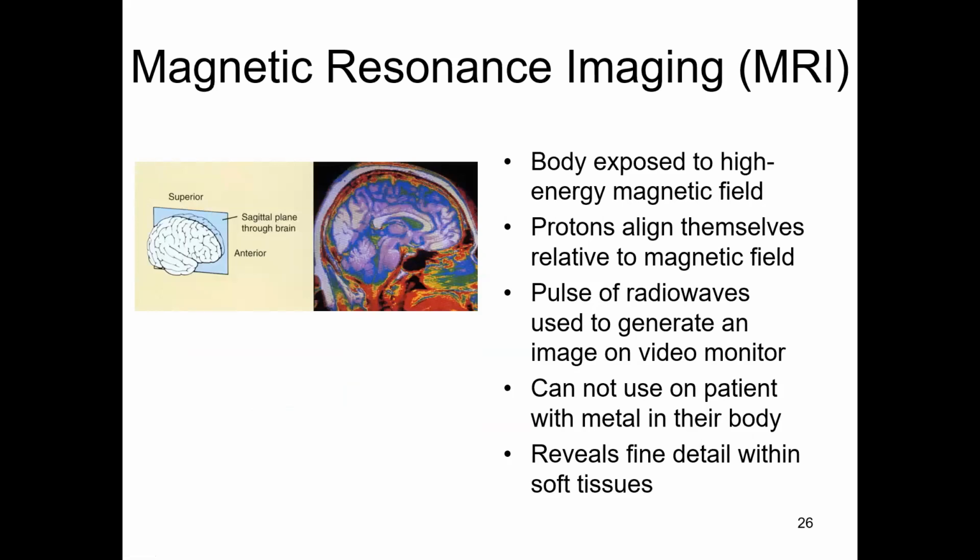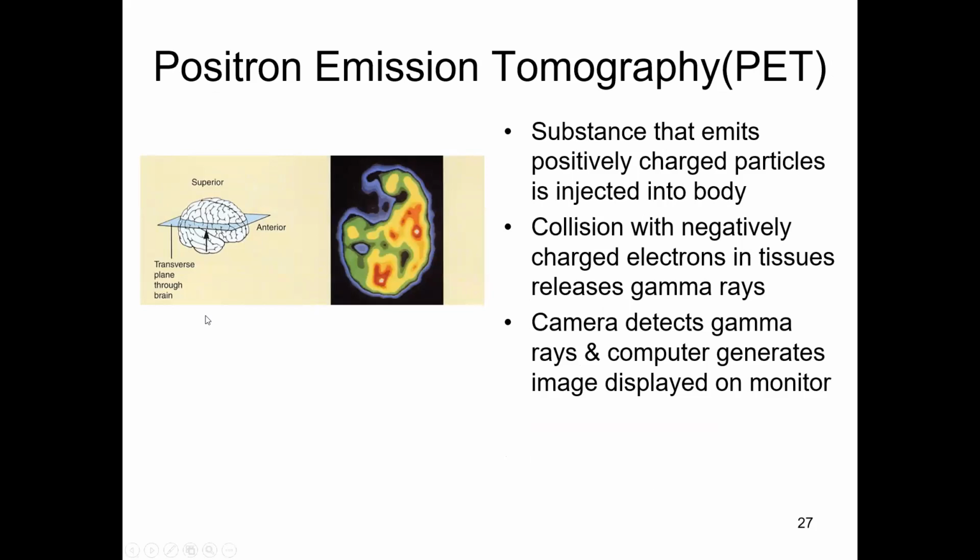MRI has also been modified for several specific uses. In this case, radio waves penetrate through the body. If the body is in a high energy magnetic field, these bouncing radio waves create a signal that, using a computer, we can turn into an image. Soft tissues are especially imaged well. You see here the brain, but tendons, ligaments, and many, many soft tissues internal to the body can be imaged. And the last one is PET, or positron emission tomography.